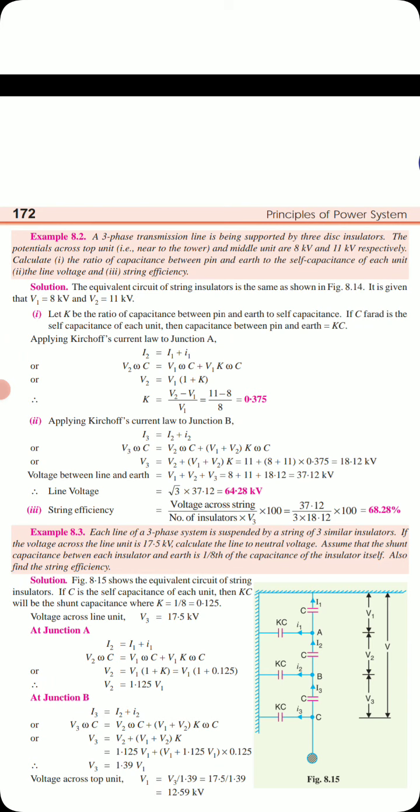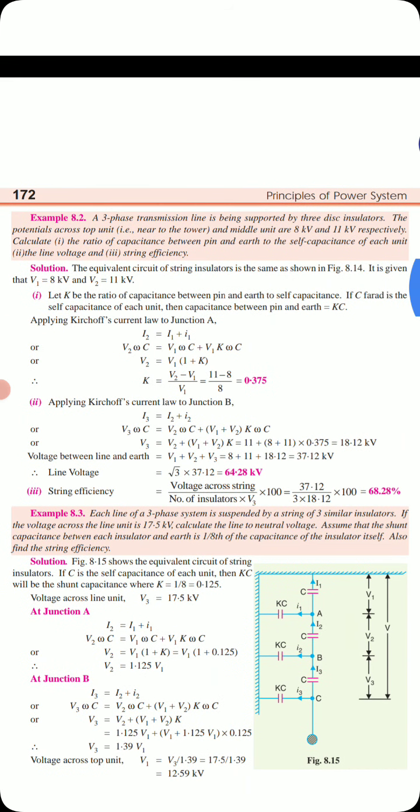So applying the same KCL at junction B, you will get the equation for V3. Anyhow, V3 is given by V2 plus V1 plus V2 into k. Already you know the V2 and V1 values. You will directly get the value of V3 as 18.12 kV. Once you know V3, you can add V1 plus V2 plus V3. Together you will get 37.12 kV as the V.